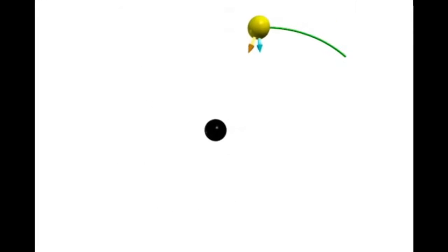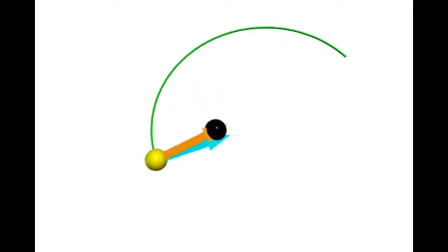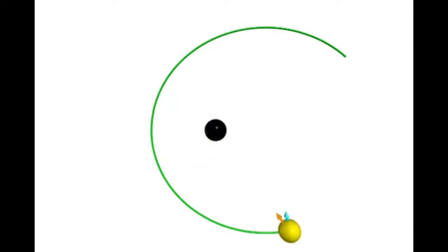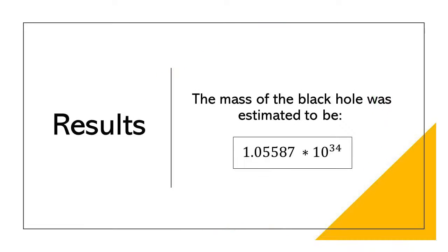Here you can see the GlowScript code running, the three vectors pointing in the directions of the total net force, the parallel direction of the net force, and the perpendicular direction of the net force. Here you can see that the mass of the black hole was estimated to be 1.0587 times 10 to the 34, which is within the reasonable estimate of the size of a black hole.